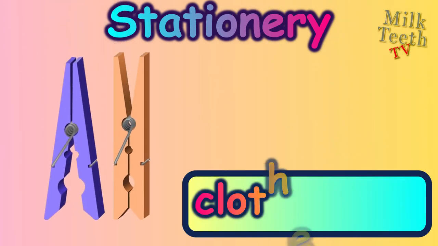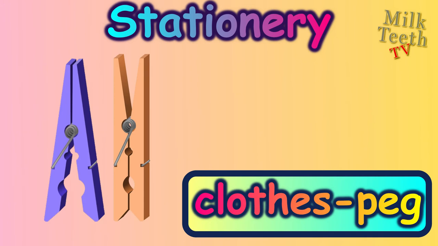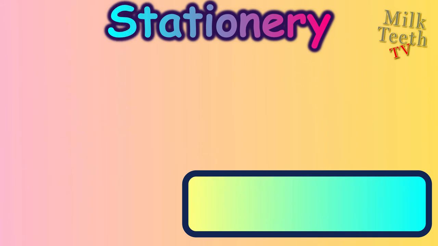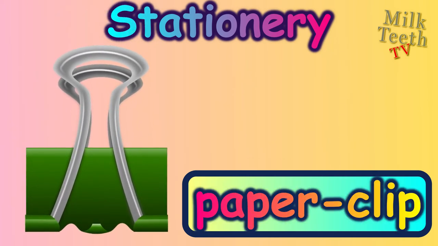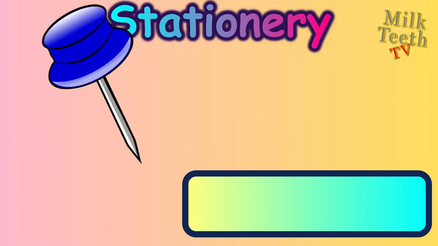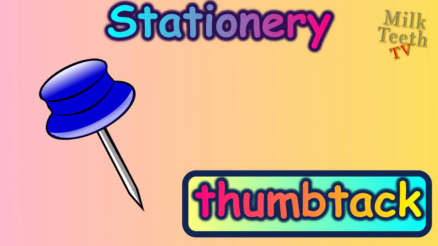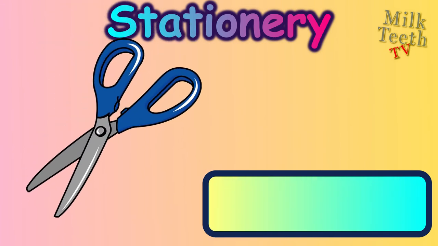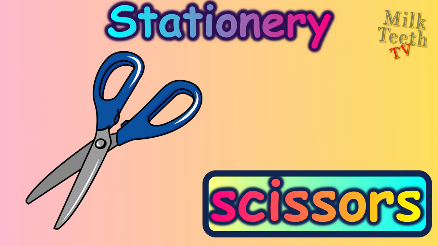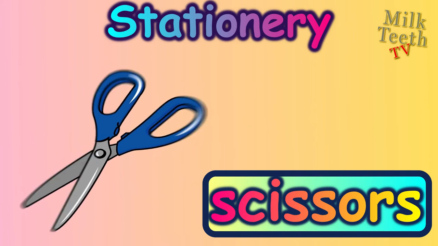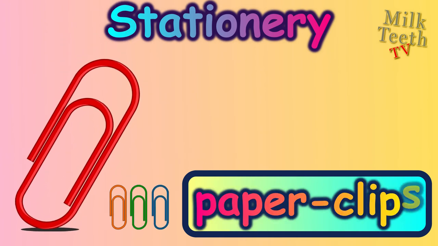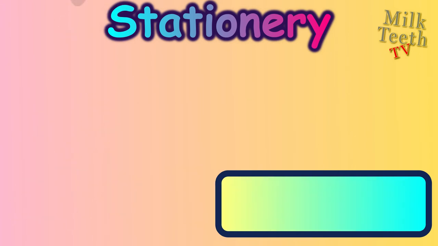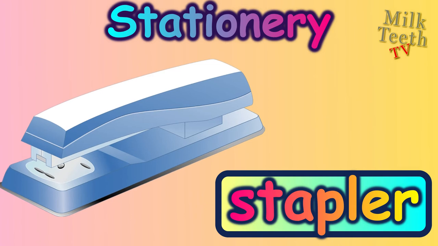These are clothes pegs. This is a paper clip. This is a thumbtack. Who cuts the paper? Scissors. These are scissors. These are paper clips. This is a stapler.